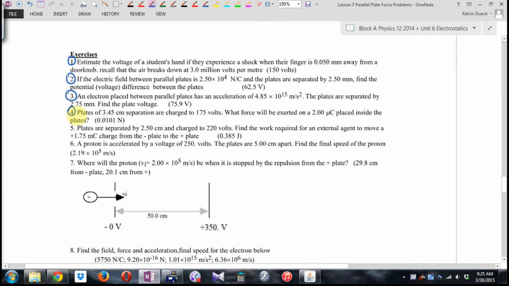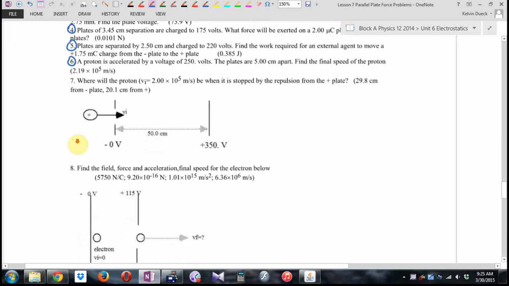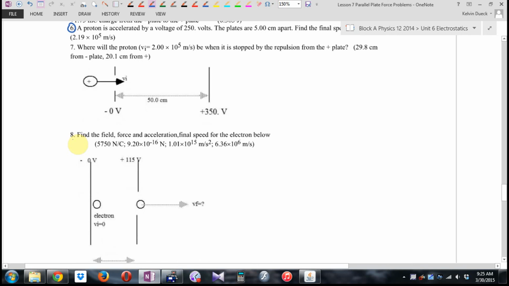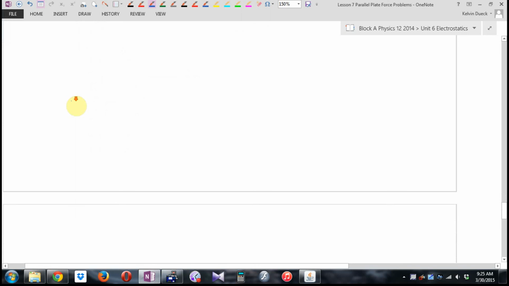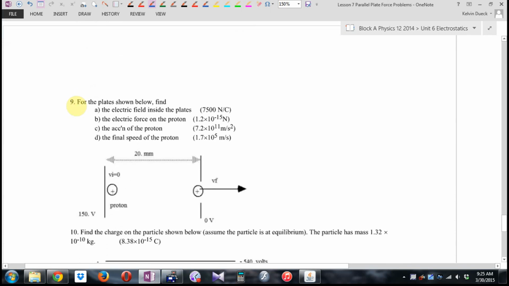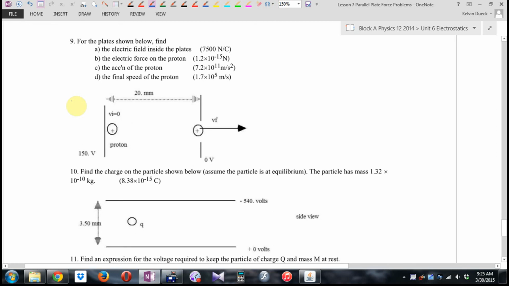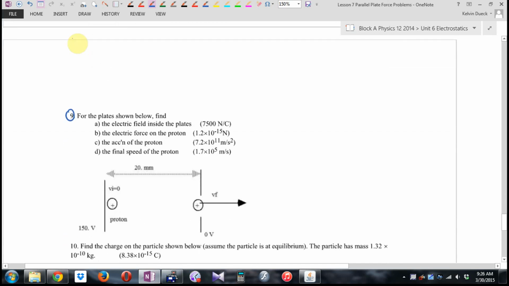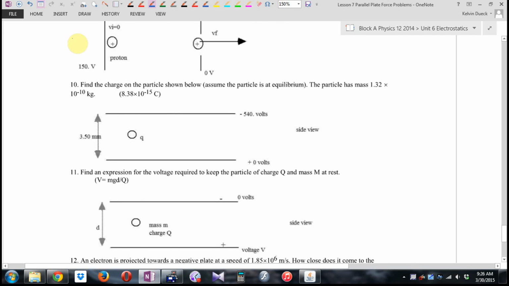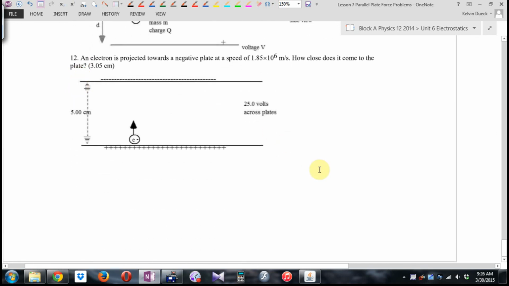4 is good. 5 is good. You want 6? Okay, I'm good for 6. Find the field force electron. Number 8. Yeah, 9 is good. In fact, sorry, but I like number 8 and I like number 9. Field force, acceleration, final speed. Sure, 10. We'll pause there. So, lightning. Let's talk about it.